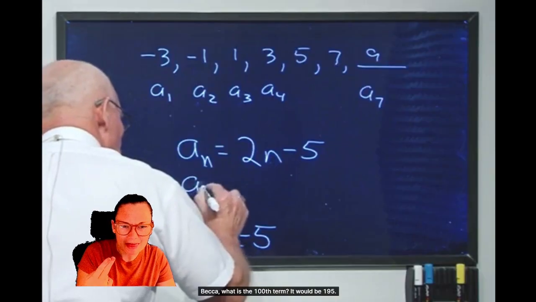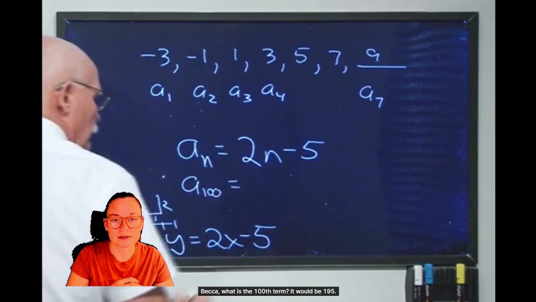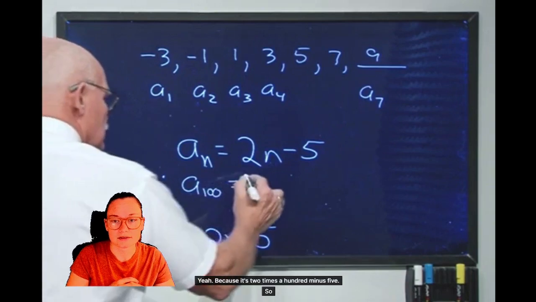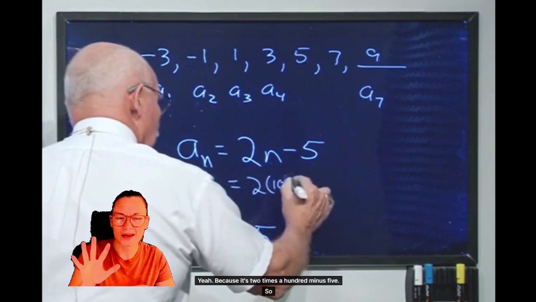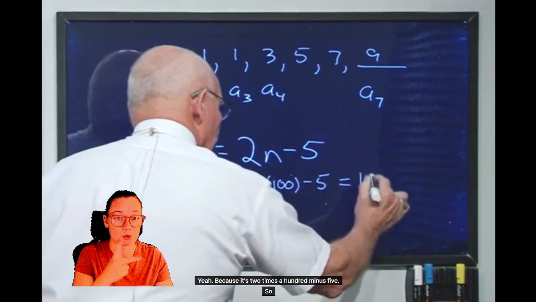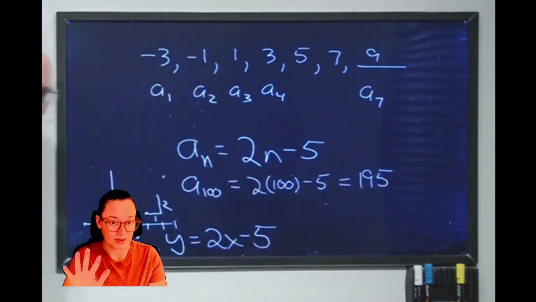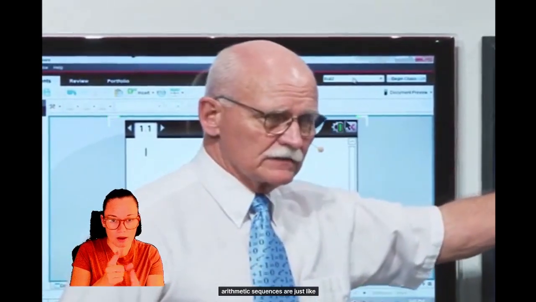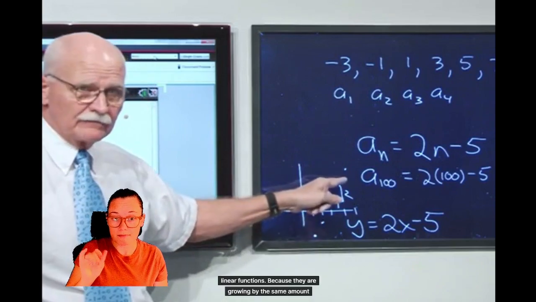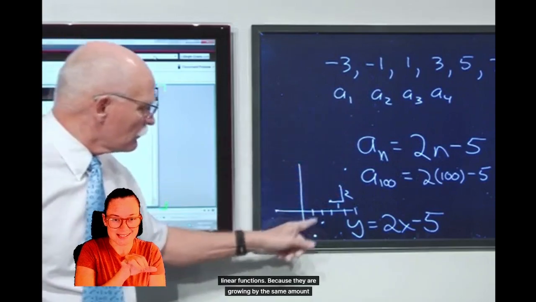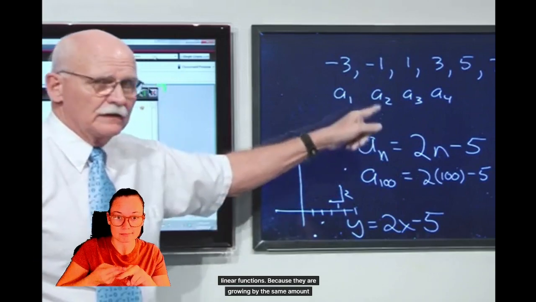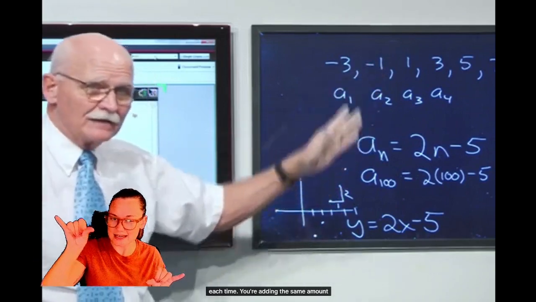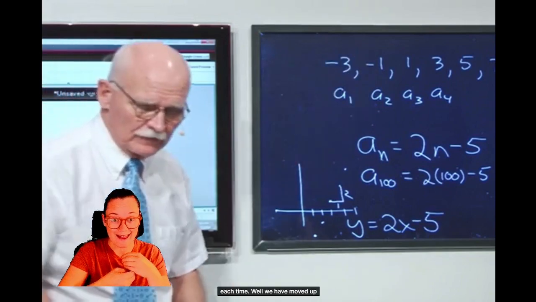Now I can't remember what I asked you. What is the 100th term? So, Becca, what is the 100th term? 195. Yeah, because it's 2 times 100 minus 5. So, the point of that whole exercise was that arithmetic sequences are just like linear functions because they are growing by the same amount each time. You're adding the same amount each time.